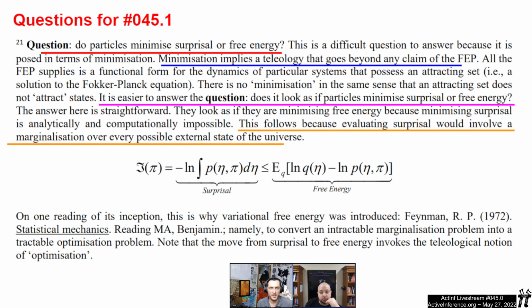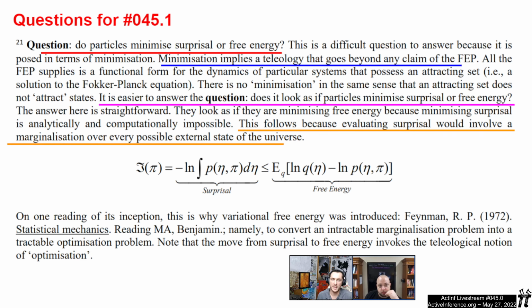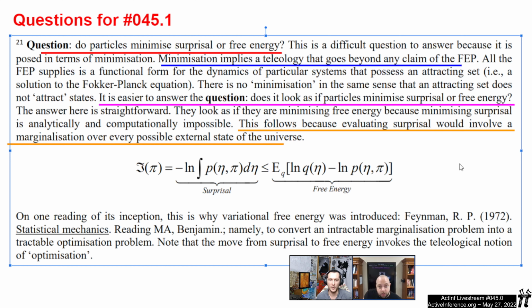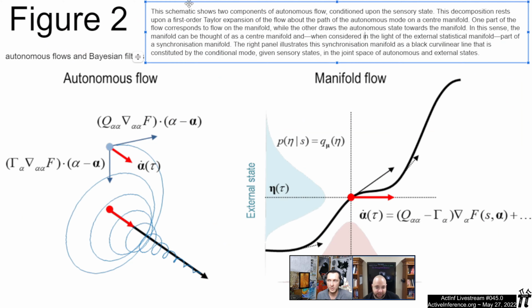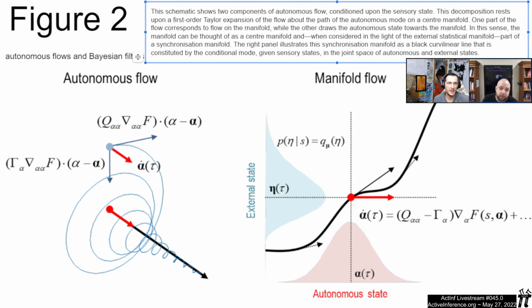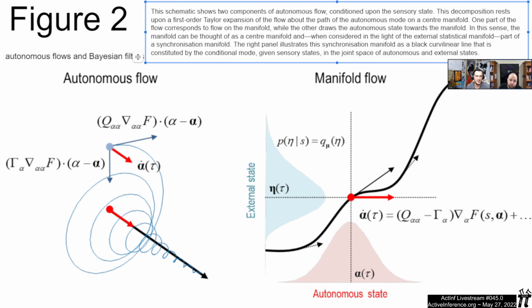In footnote 21, they write, question, do particles minimize surprisal or free energy? And we'll go into it because they say minimization implies a teleology that goes beyond any claim of the FEP. Whence teleology? I thought we were talking about teleology earlier. So how deep in the desert are we? What level of mirage are we engaging in? But we'll get there. And that takes us to figure 2, which is going to show two components of autonomous flow conditioned upon sensory states.